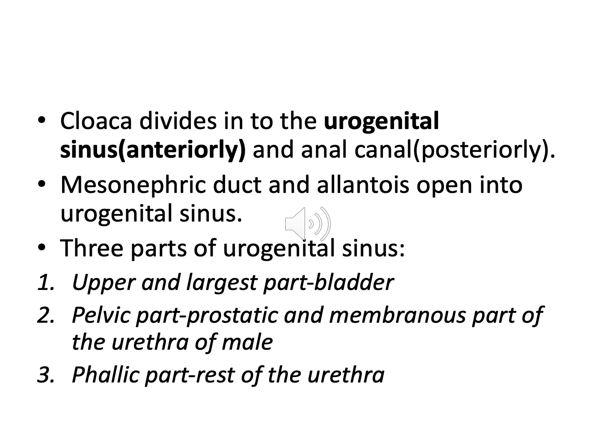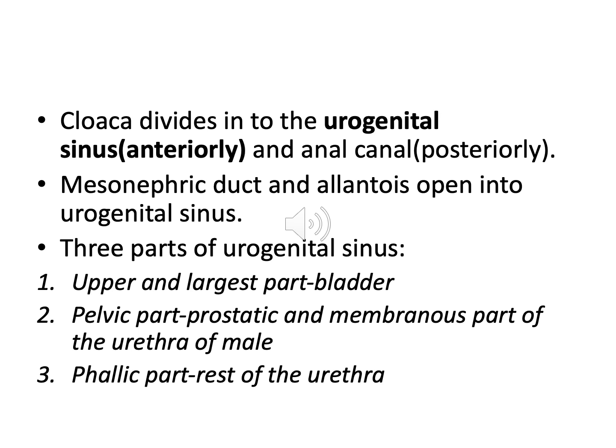During development, the cloaca is divided into two canals: the urogenital sinus, which is the anterior part, and the anal canal, which is the posterior part. The mesonephric duct and allantois open into the urogenital sinus, and we can identify three distinct parts in it. The upper part is the largest, the middle part is called the pelvic part, and the lowermost part is called the phallic part.